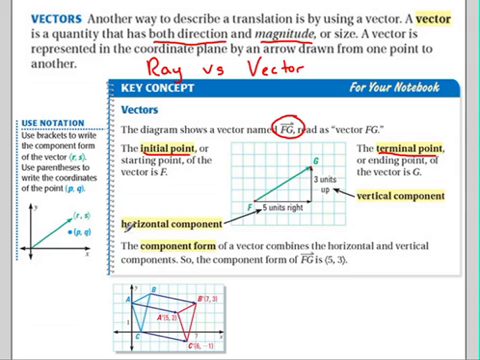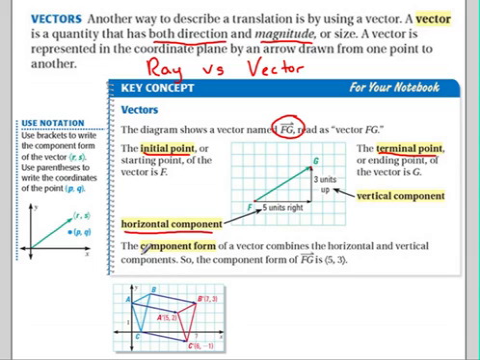Another thing to note is that we can talk about the horizontal component. That's basically how far right or left it goes. We'll mention this as a positive number if it's to the right, a negative number if it goes to the left. Vertical component is how far up or down it goes. It'll be a positive number if it goes up. It'll be a negative number if it goes down, for the most part.